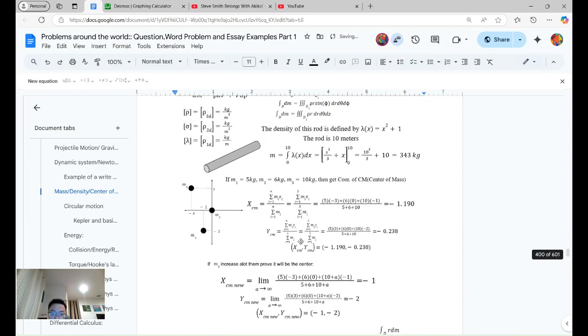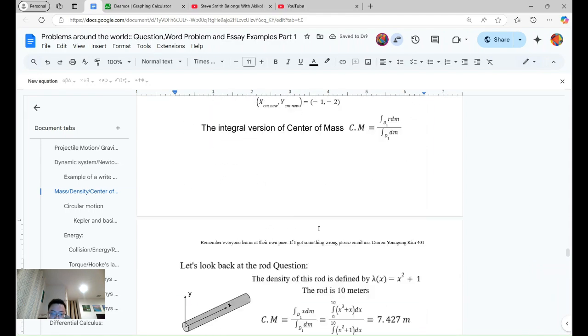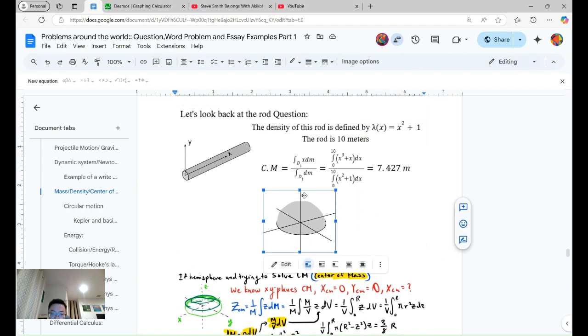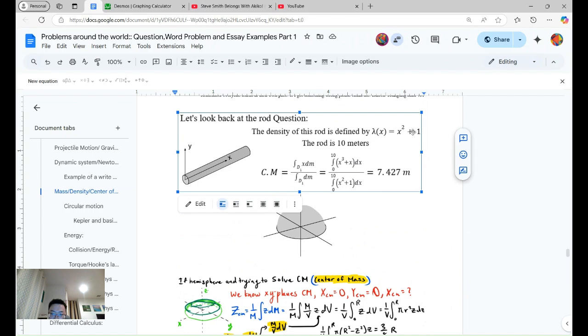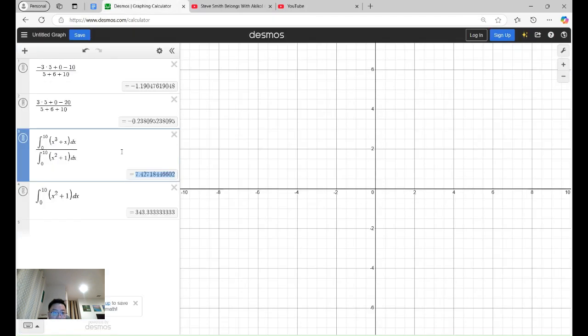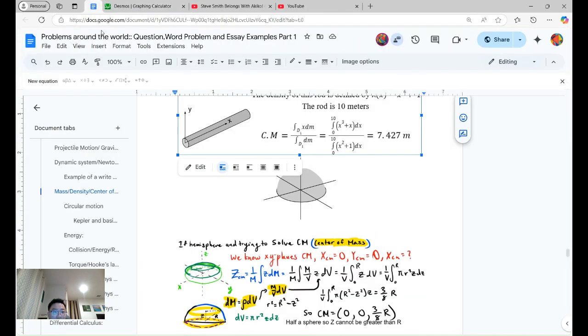Now that I showed you guys that I changed it, now we're changing this one to this thing, and then I made a new question with the x squared plus 1 just to make it a little bit cleaner. Apparently 7.427, that's the answer. I just plugged it into Desmos to figure it out. I literally just did this real quick.